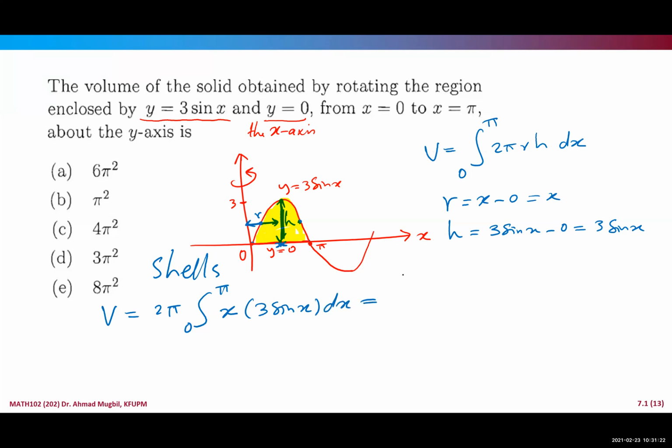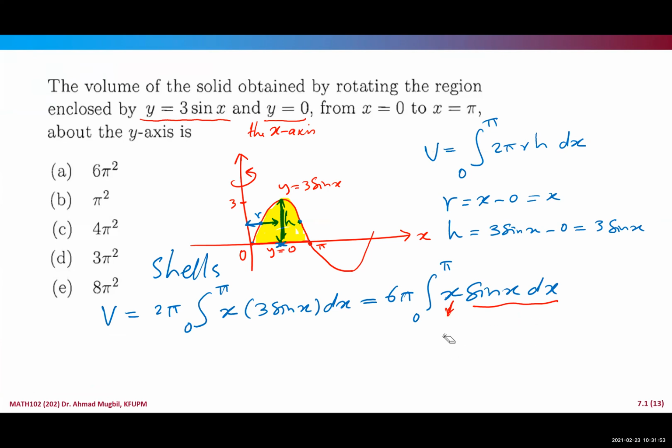Here, this 3 will go out, and it will be 6 pi times the integral from 0 to pi of x sine x. You remember, ya shabab, we integrated x sine x in the first example. You just need to put u equals x and dv equals sine x dx, and then, of course, you will find du and v. You can continue doing that. Okay? So let me do it for you.